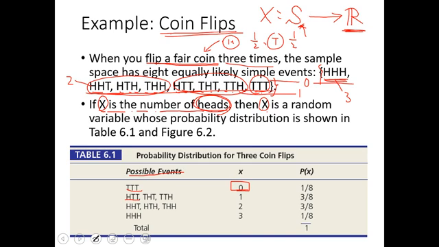So in this case, head, tail, tail, or tail, head, tail, or tail, tail, head, we have a random variable 1. And in these 3 cases, the number of heads is 2. In this case, the number of heads is 3. And so the probability that our number of heads is 0 is 1 case out of 8. So it is 1 over 8.